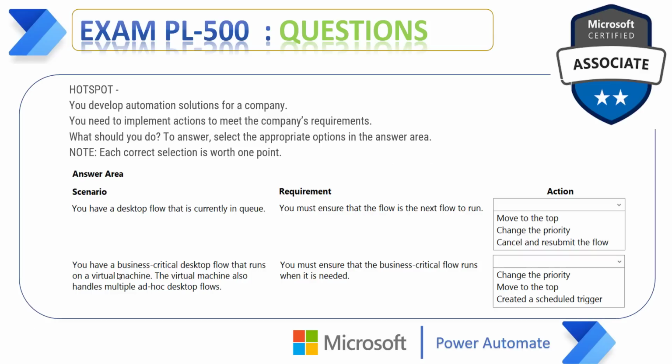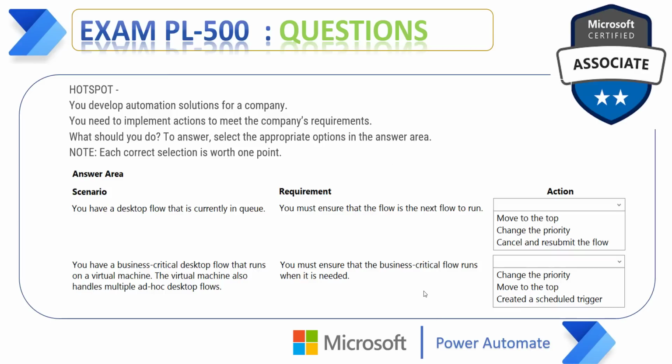Now coming to the other scenario, you have a business critical desktop flow that runs on a virtual machine. The virtual machine also handles multiple ad hoc desktop flows. Now what is the requirement? You must ensure that the business critical flow runs whenever it is needed. Now if you see the actions over here, I have three actions. One is change the priority, another one move to top, and the third one create a scheduled trigger.